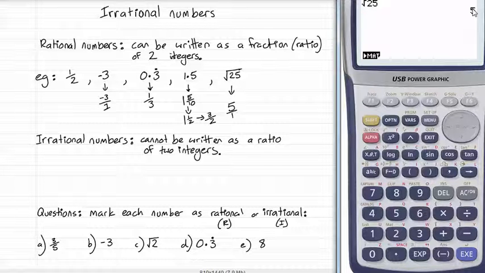We don't need to check every single rational number to make sure it can be written as a fraction. If we see a fraction of integers, an integer itself, a recurring decimal, a terminating decimal, or a square root that we evaluate and it gives us a rational number, any of those are automatically rational numbers.